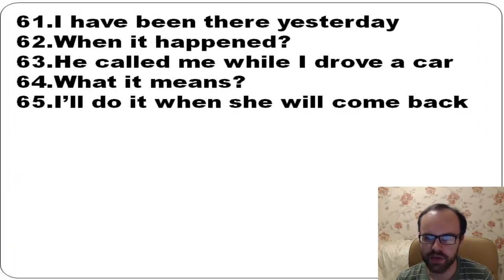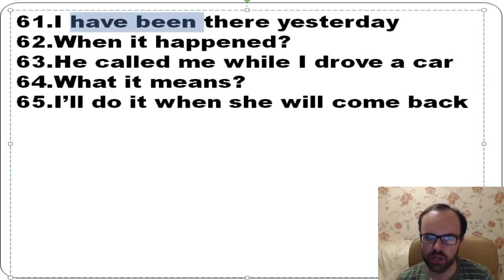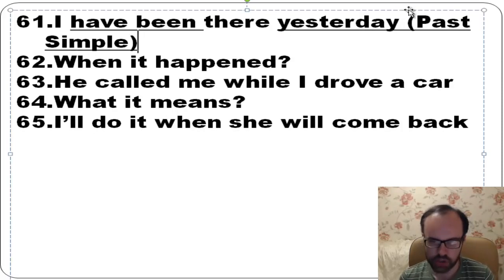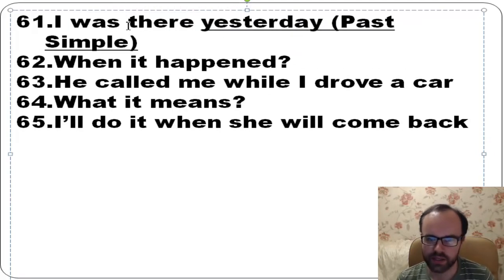Next. I have been there yesterday. Do you see the mistake? What is "have been"? It's present perfect. And yesterday means it was yesterday. If you have yesterday in the sentence, you need to use past simple. So, I was there yesterday. Yesterday tells us that we need to use only past simple. When it happened.